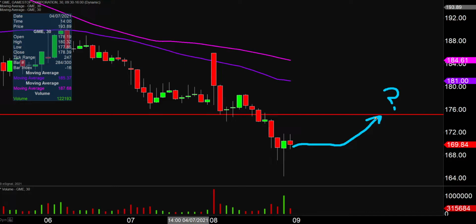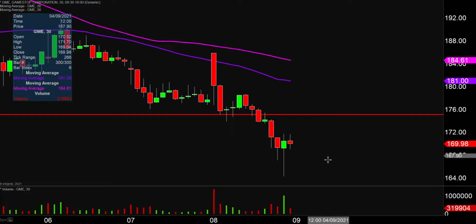If the price can break through the 175 mark, then the next immediate level you would want to turn your attention to is that purple line there, the 50-period moving average, which is currently valid at right around the 181 mark. But let's just call that 180 to keep it simple. So 175 and then 180 are going to be the two main areas of resistance, assuming there is any sort of continued bounce in the upwards direction.